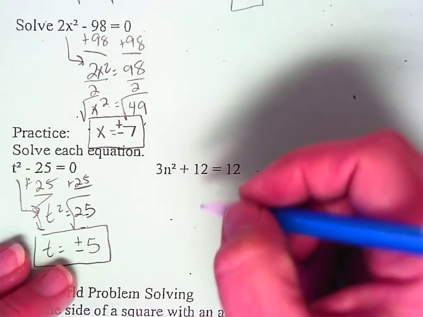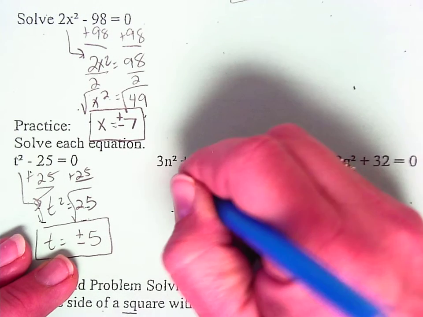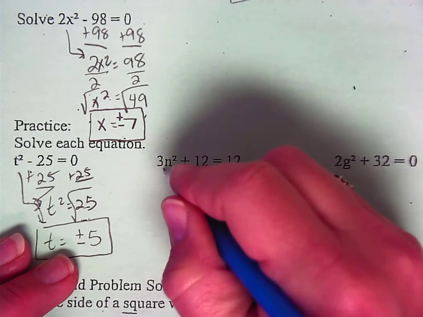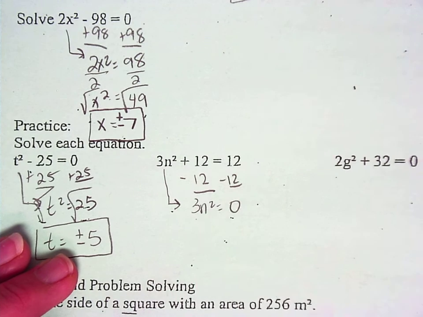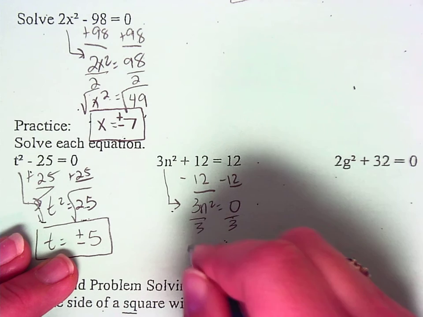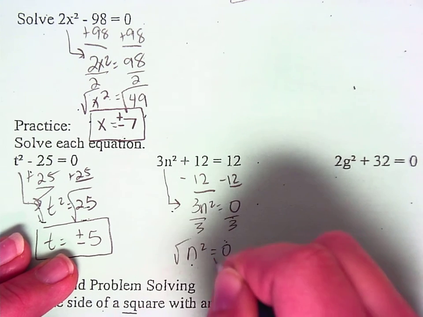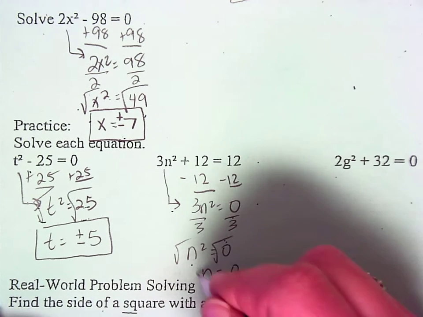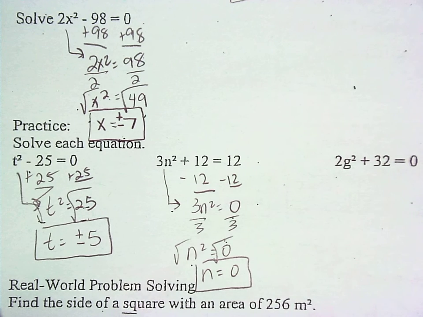Let's try this one. 3n squared plus 12 equals 12. First, subtract 12 from both sides. Trying to get the n squared by itself. Bring down the 3n squared equals 0. Once again, get the n squared by itself, so divide both sides by 3. 0 divided by 3 is 0. Square root. The only thing times itself that's going to give you 0 is 0. So for this one, there's only one solution. This is one where your parabola would be touching the origin. One solution is n equals 0.